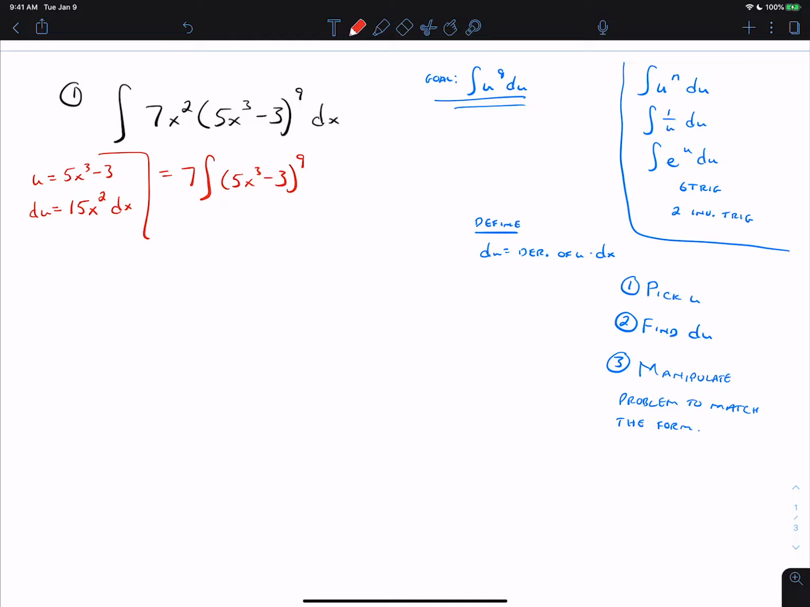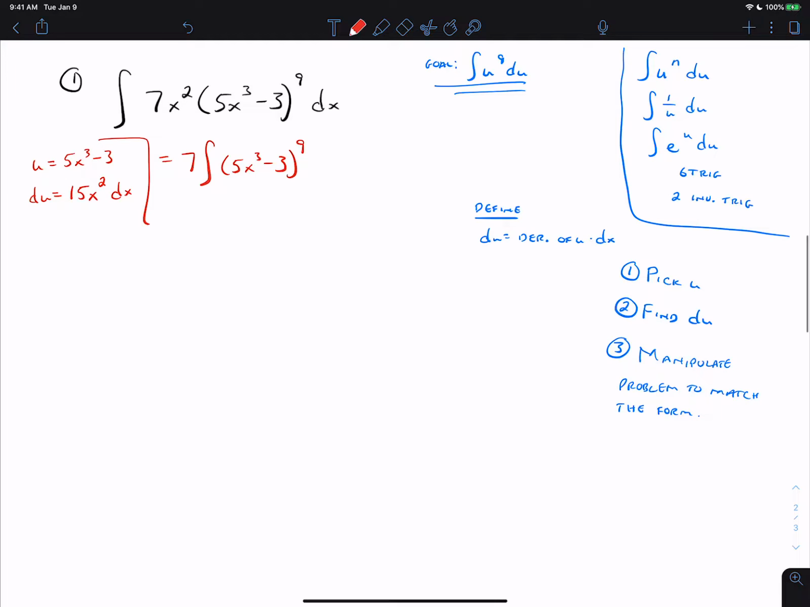And so when we have that extra constant there, most of the time we're going to end up pulling it out. It's important that you can pull the 7 out because it's a constant, but you cannot pull the x squared out. So we're going to move the x squared next to the dx. And we're just going to rewrite it in this form.